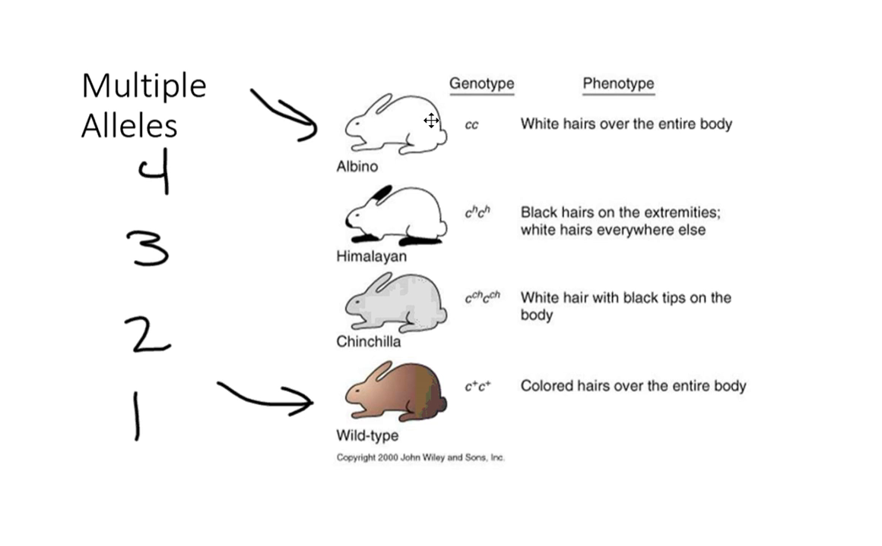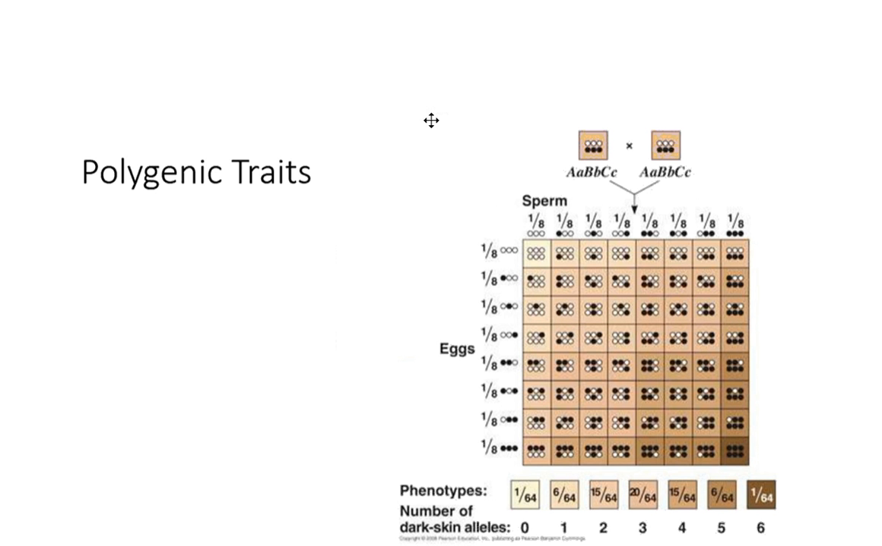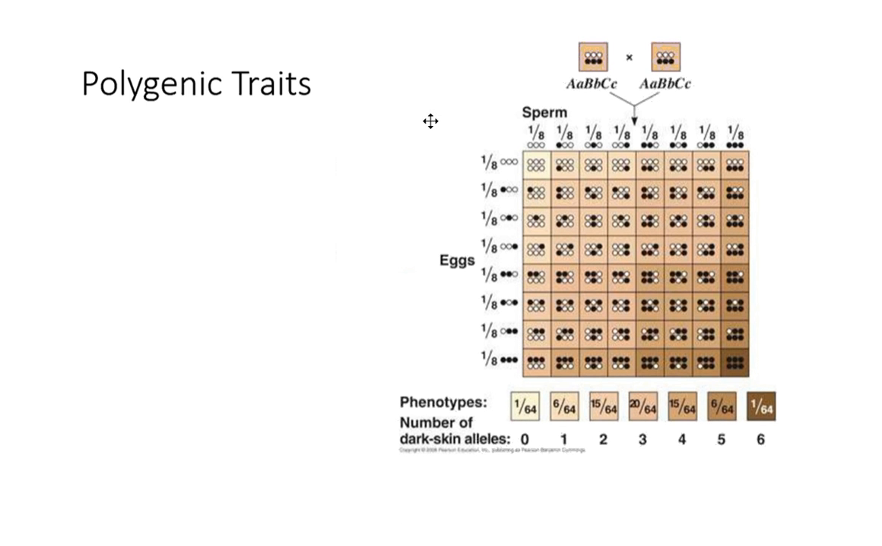This is very similar to human eye color as well. Some traits are called polygenic traits. This is when a trait has more than one gene that codes for it, usually resulting in a blending of phenotypes produced. So an example of this would be like human skin color.